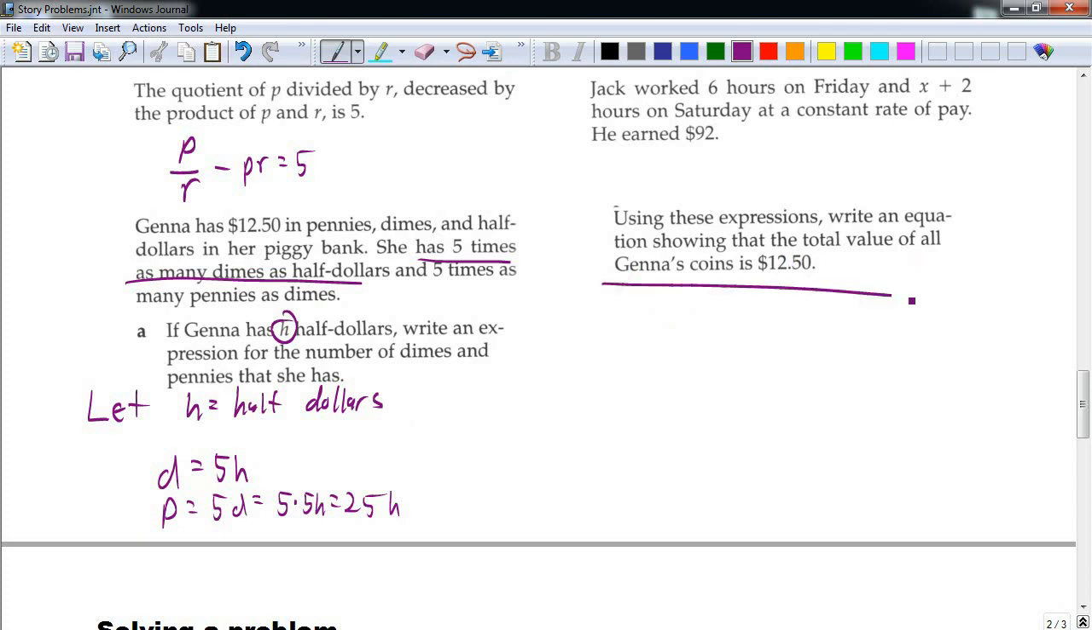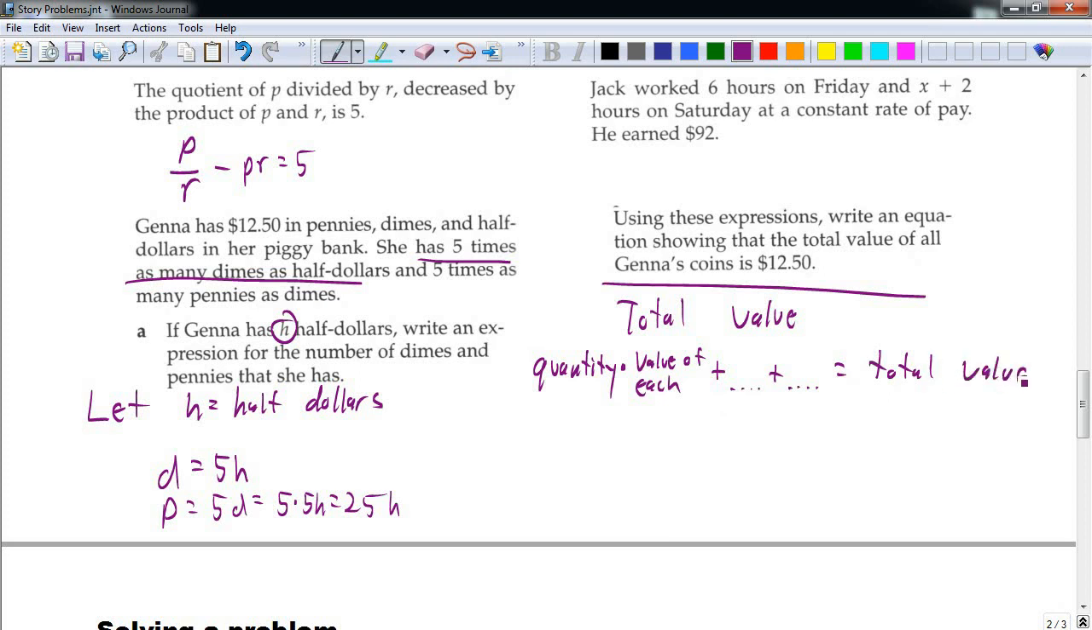This equation uses a pattern called total value. And here's the pattern. You take the quantity of something, how much you have of something, times the value of each of those things. And then you add that to the quantity of something else times the value of each of that thing, plus the quantity of something else times the value of each of that thing, etc., etc., and that equals the total value.